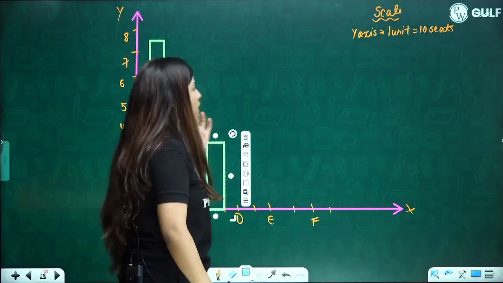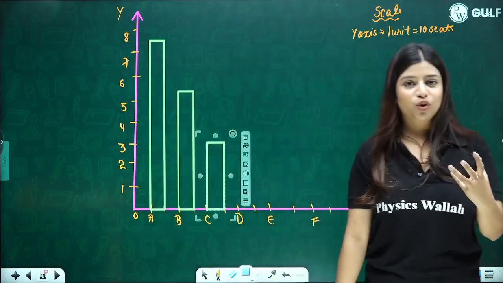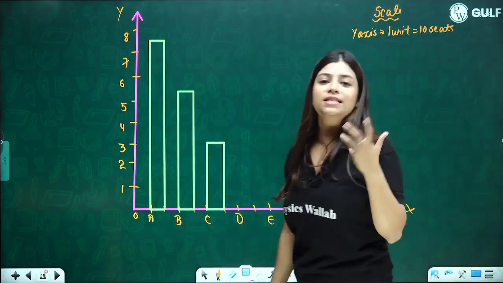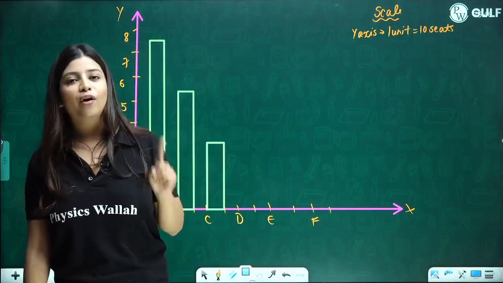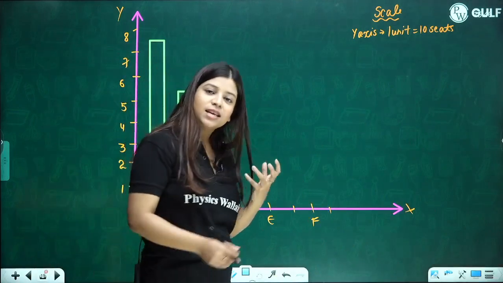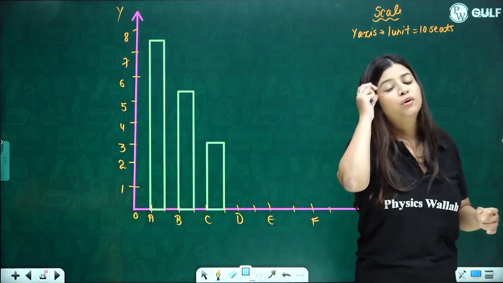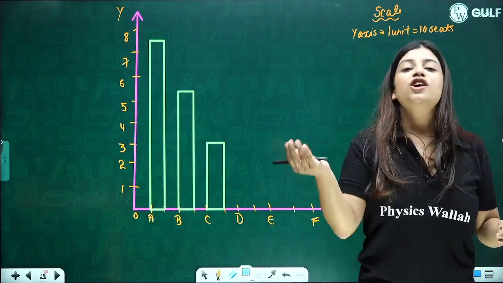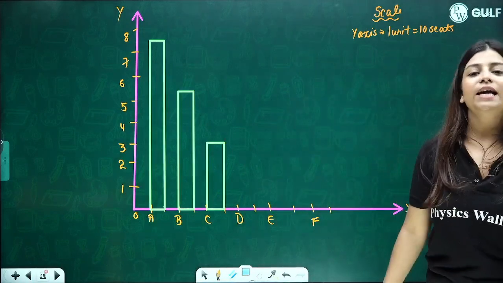When you draw it on the bar graph, it will be more accurate, and you can take the scale as per your own wish. If you want to take a scale of 2, you can take a scale of 2. If you want to take a scale of 5, you can for sure take a scale of 5.